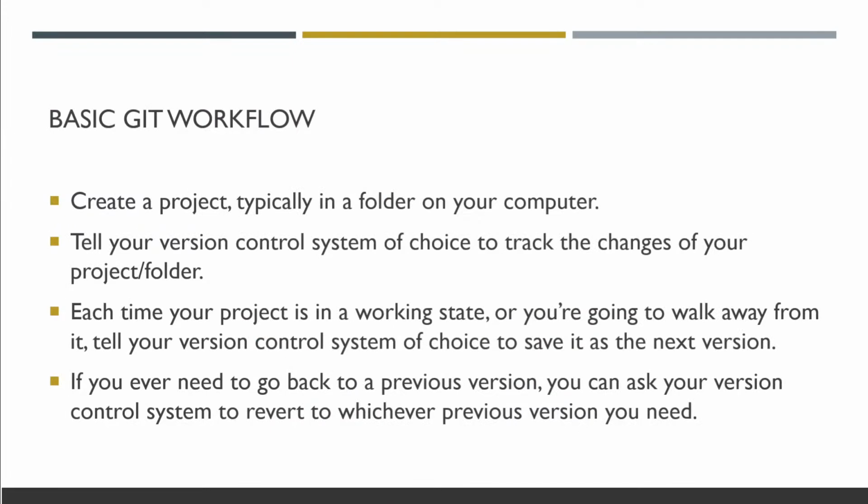And we can kind of visualize this as well. Typically what we're going to start with is we're going to create a project in some folder on our computer. So we're just going to make a folder somewhere. And inside of that folder, we're going to tell our version control system to track the changes. So this is a git init. We're going to initialize Git in just some random folder on our machine.